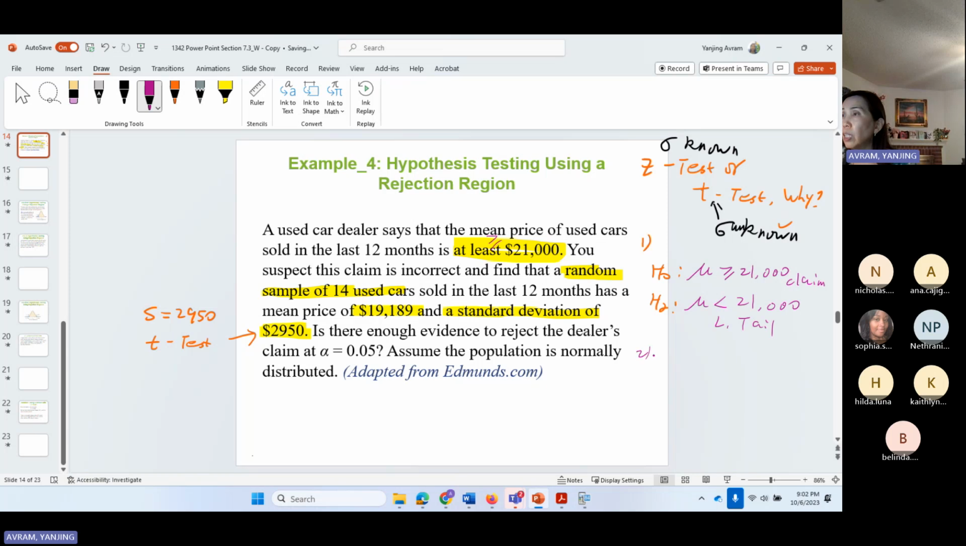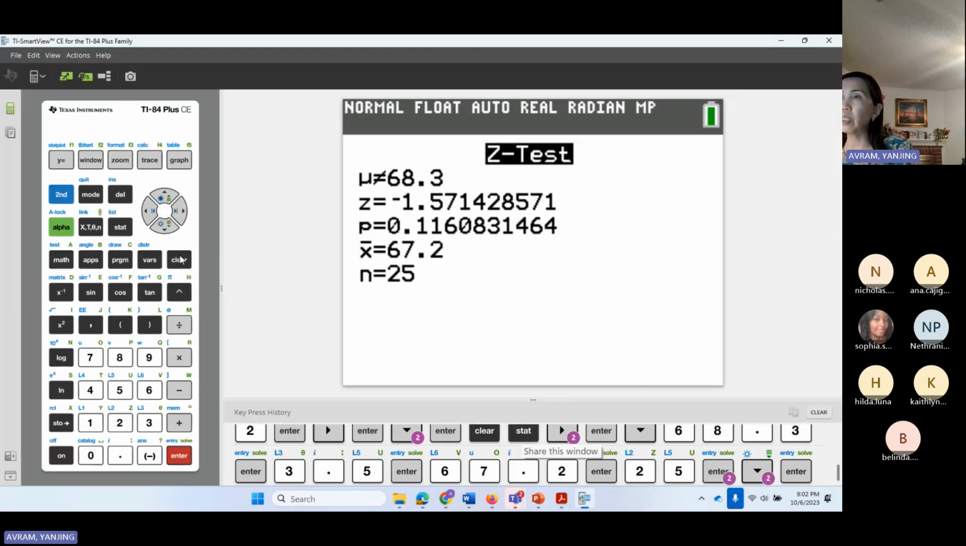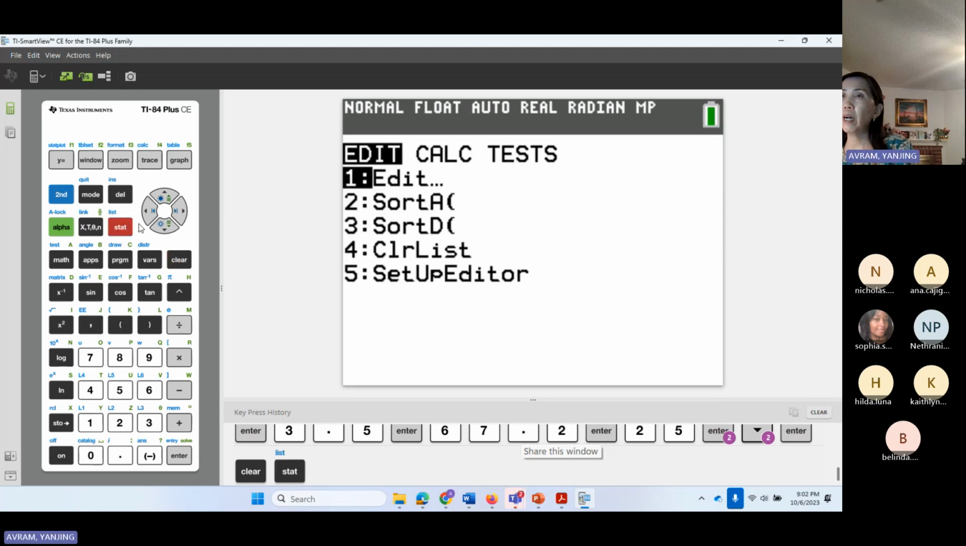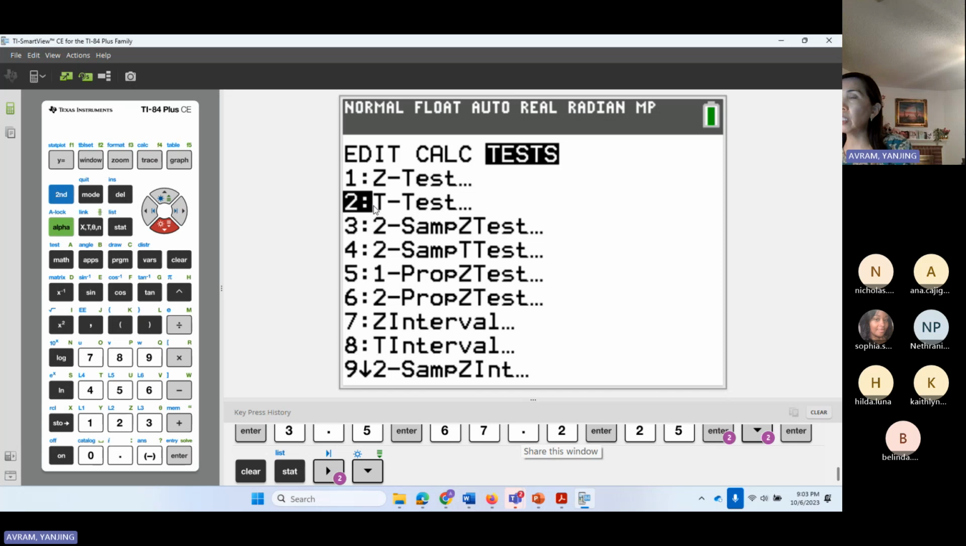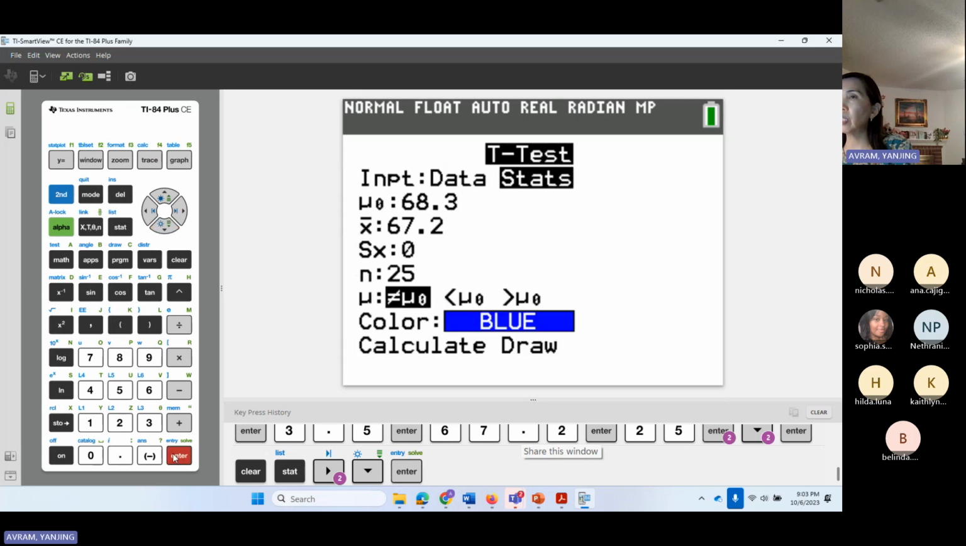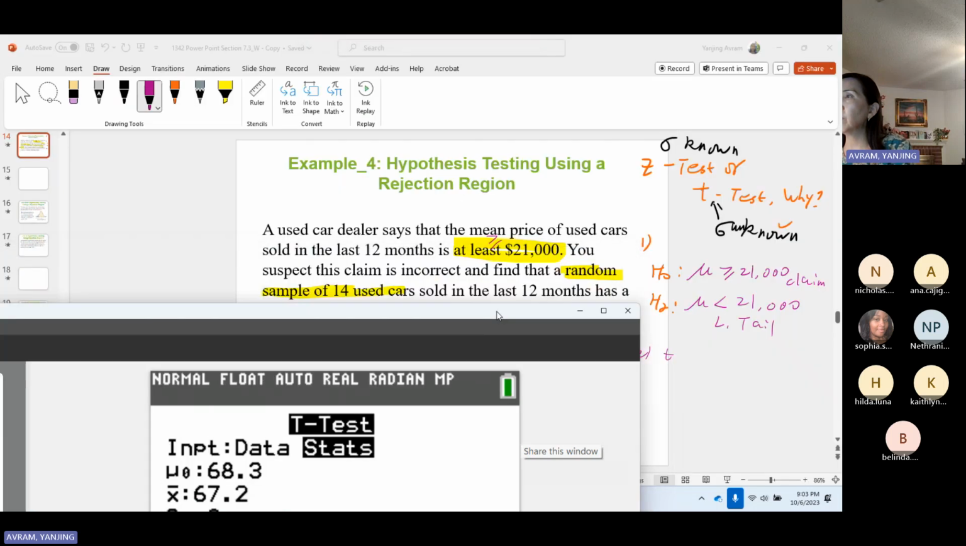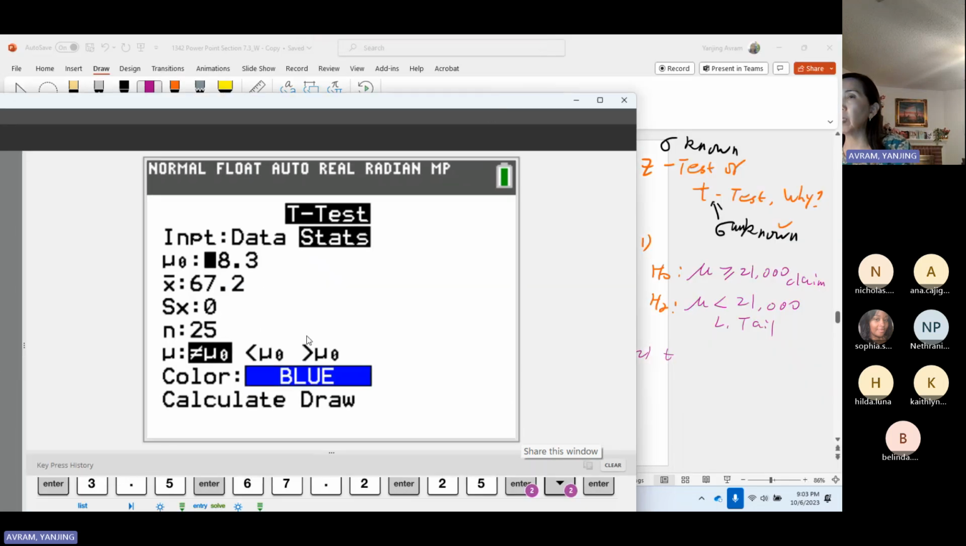So I can either go find my t-value, or I can put this whole thing into the calculator. Using the calculator to find the t is really quick and easy, and the good thing is the calculator also helps you find the p-value. So we're going to go to the test, but this time we're using the t test, not the z test. The interface is similar, but the outcome will be different from the z test.